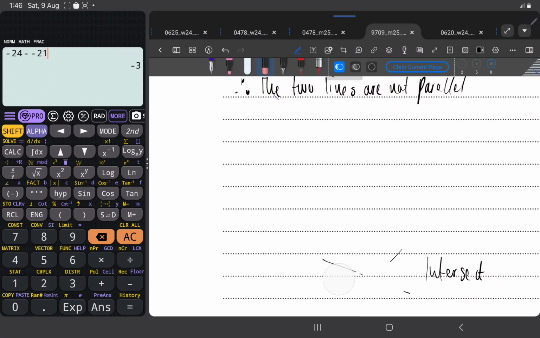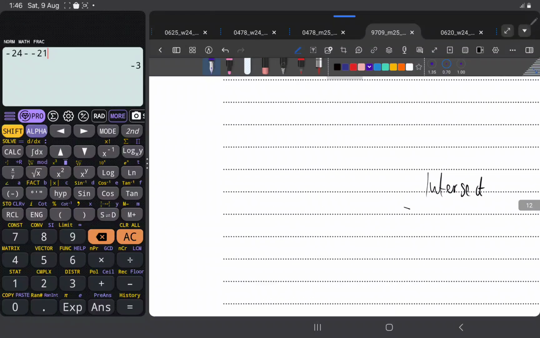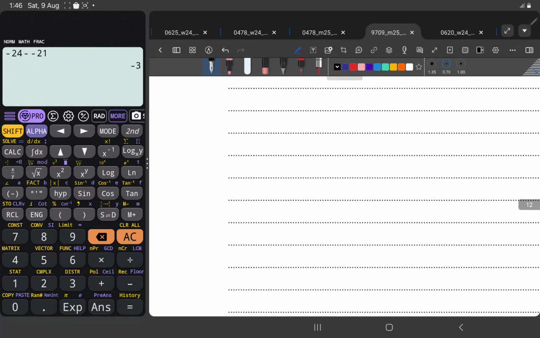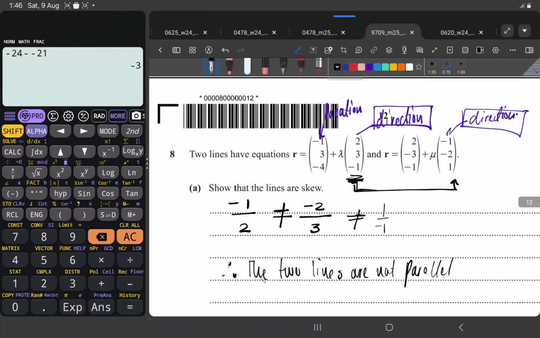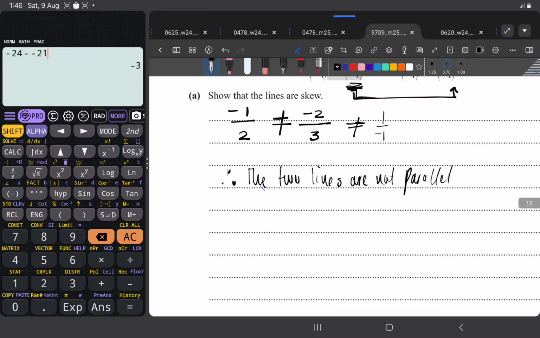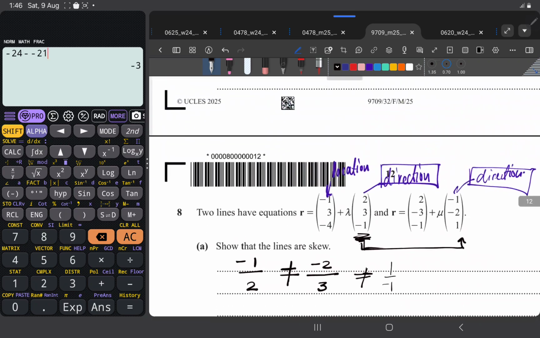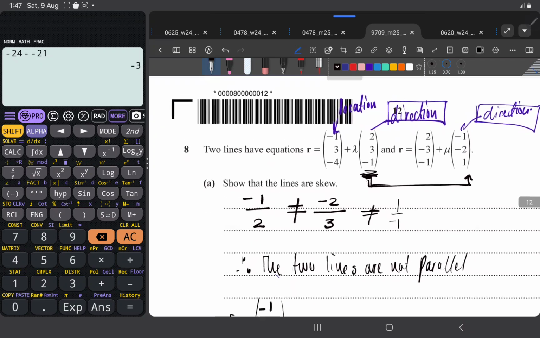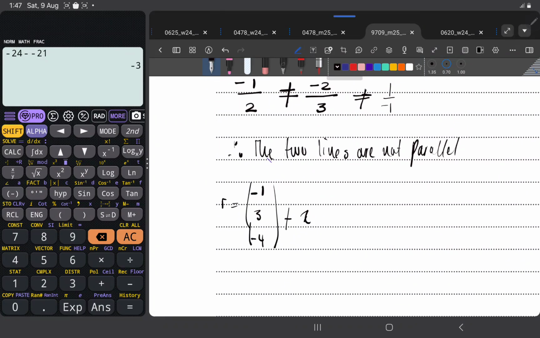Let's now check if they intersect or not. How easy is that? What are you going to do now? For you to check whether they intersect, you use the whole thing, so you're going to put the equations again. R is equal to (-1, 3, -4) plus lambda times (2, 3, -1).